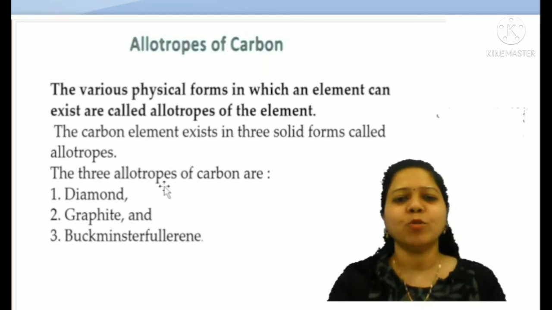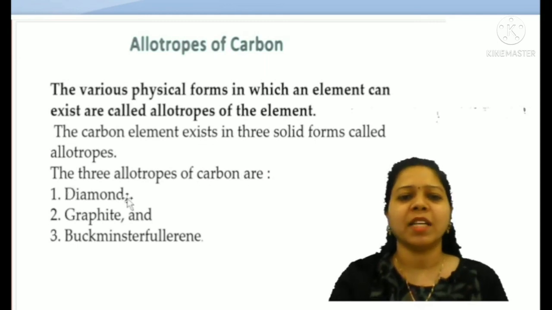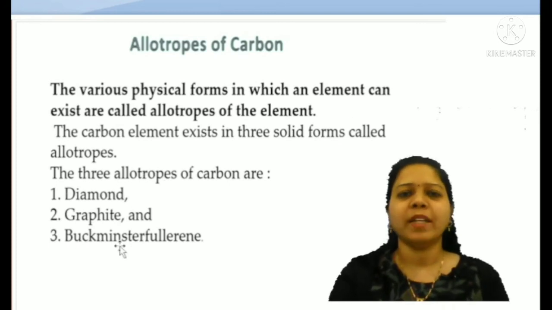Here the 3 allotropes of carbon are, first one is diamond, second graphite, and third one is the Buckminster fullerene. These all 3 are made up from carbon element only. They all are present in solid state.